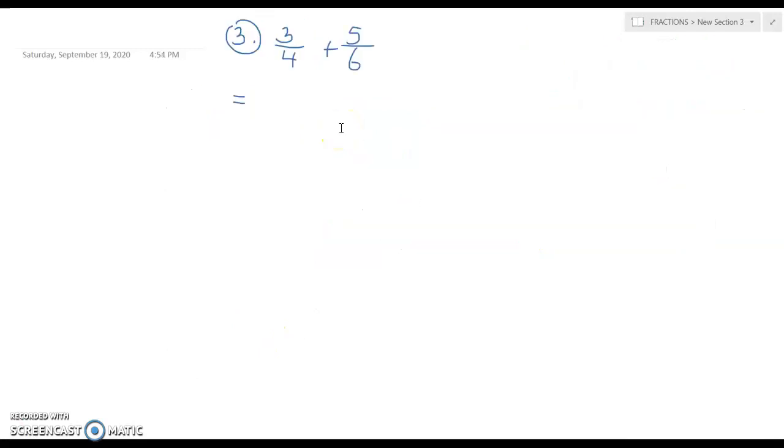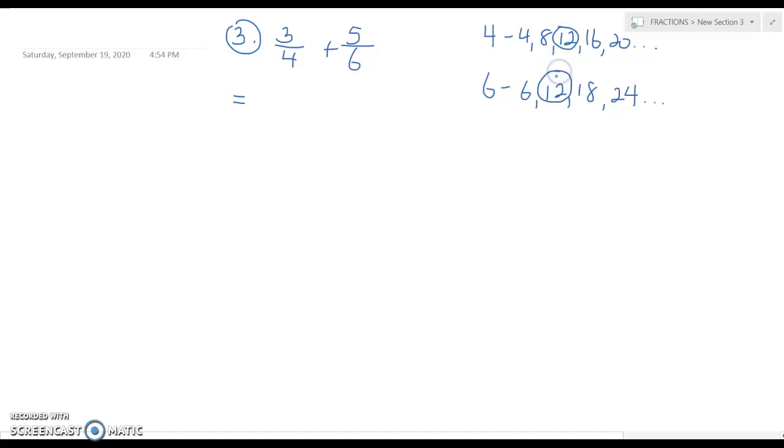Alright, so now we're looking at 3 over 4 plus 5 over 6. Again, we need to find that common denominator. We need to find the LCM of 4 and 6. So let's start with multiples of 4: 4, 8, 12, 16, 20. Multiples of 6: 6, 12, 18, 24. So what is my lowest common multiple? 12. That's the lowest number they have in common.